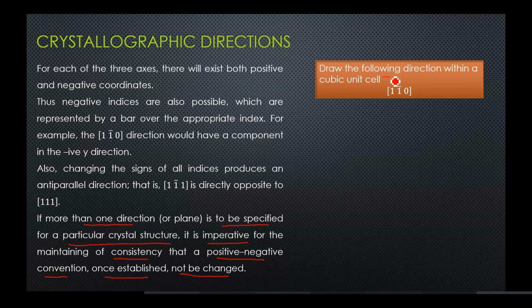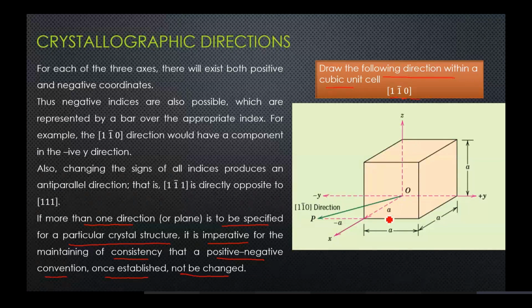Now, if you have to draw the following direction within a cubic unit cell, which is 1, 1 bar 0, how would you do that? Let's say this is my origin, so I have kept my origin the same. I would have to move how much on the x-axis? 1 unit, which is that of a complete unit cell. And then I'll have to move in the negative y direction, a complete 1 unit. Since the movement along the z-axis is 0, this would be my direction, which is known as 1, 1 bar 0. Clear enough?